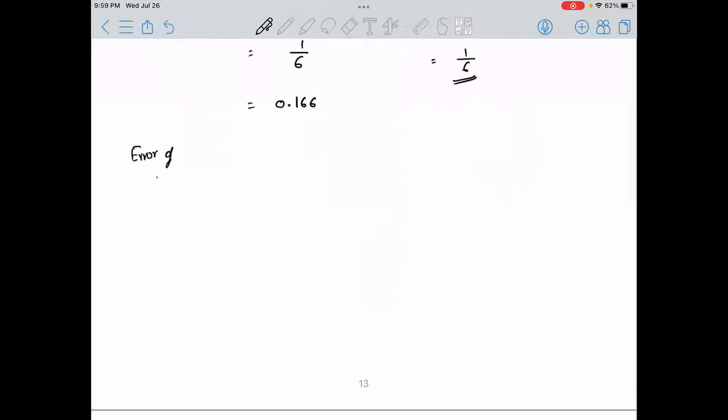Error of algorithm 2: limit n tends to infinity of (1/8 plus (minus 1)^n divided by n). It is very easy. It becomes 1/8 plus limit n tends to infinity of (minus 1)^n divided by n.